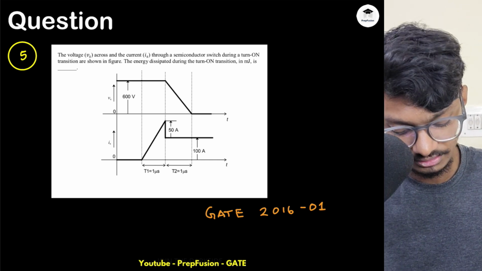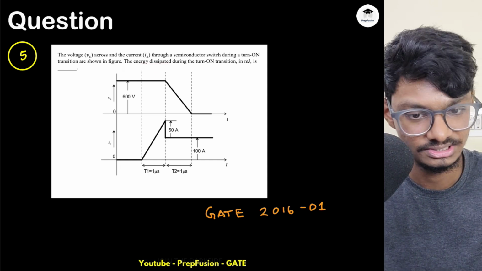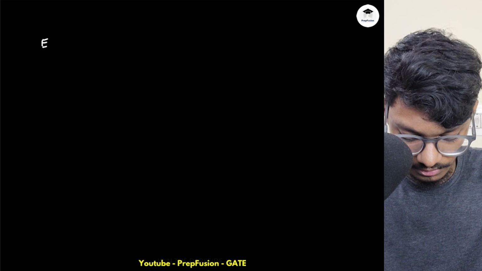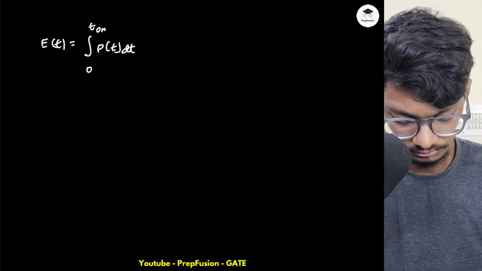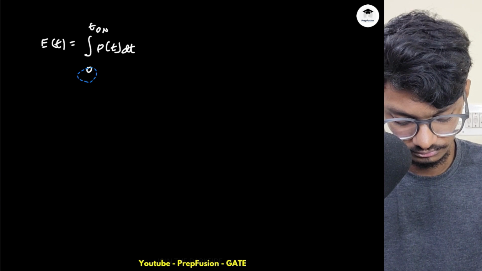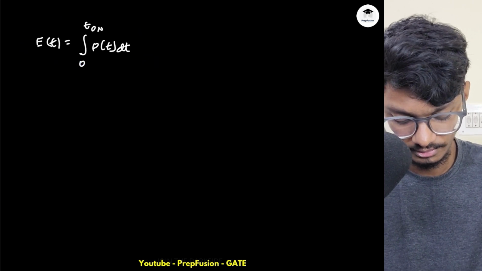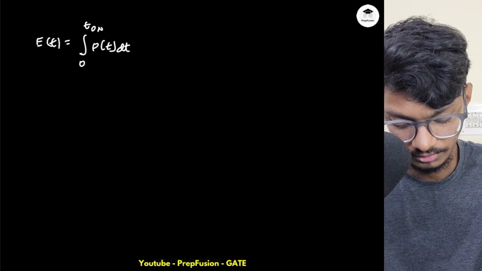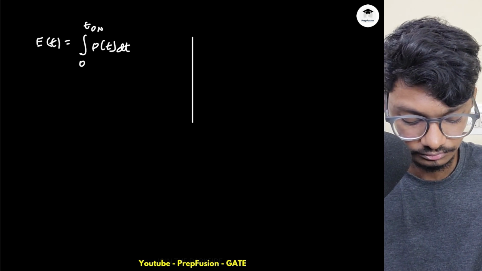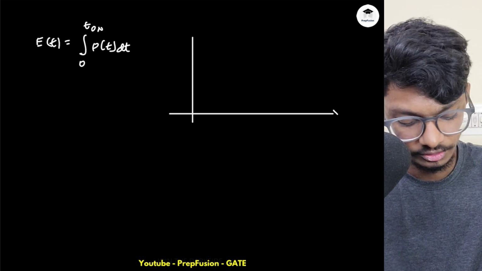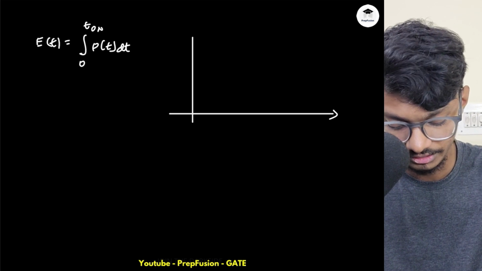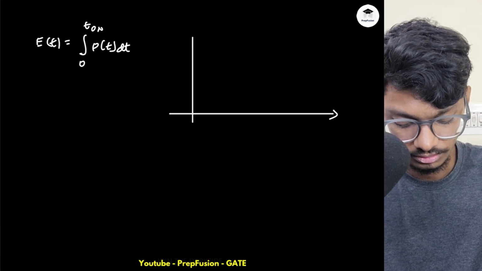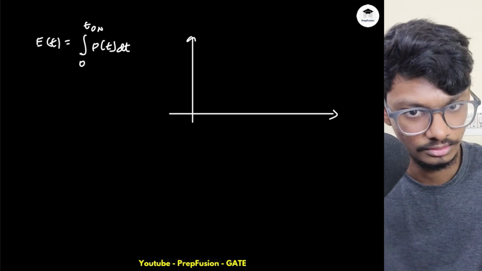Now next, they have asked us to find the energy dissipated. For finding the energy dissipated, it will be basically the integration of power over T on time. Obviously for that we need power. Either you can write equations, or I will just do it with the graph and not use any equations. So it will be the area under the power graph from 0 to T on time.